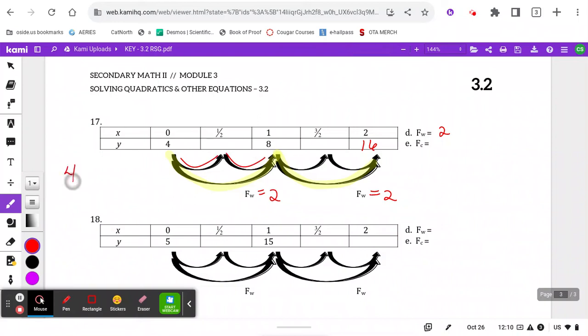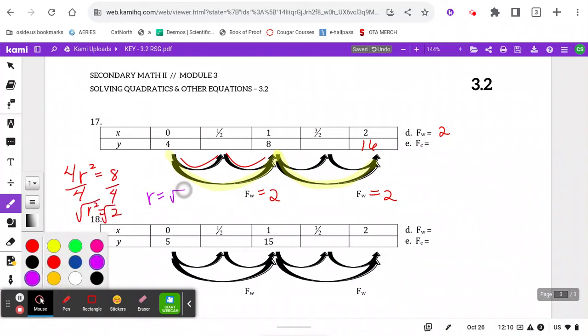So we say 4 r squared equals 8. So r squared equals 2. When I square root both sides, this time I get that my little jump is root 2. My f of C is root 2. So 4 root 2, 8 root 2 would fill in that table.